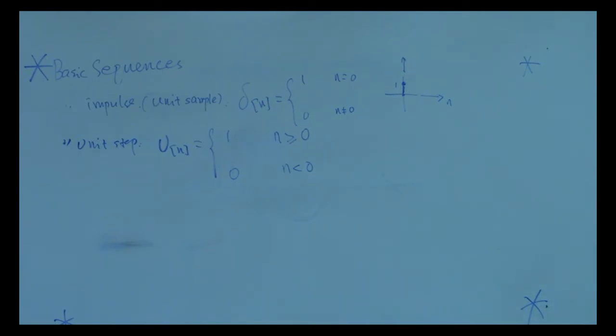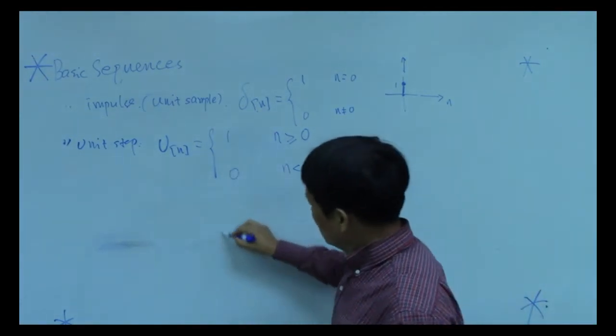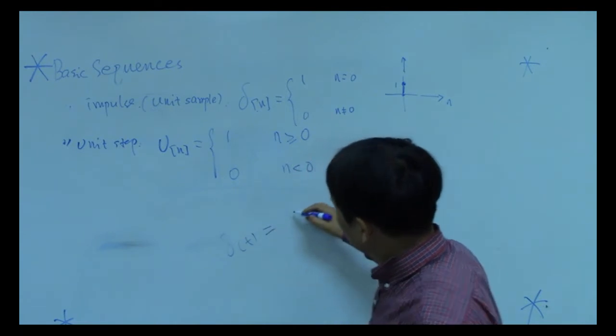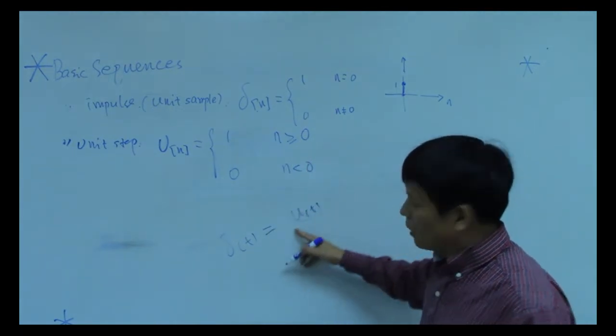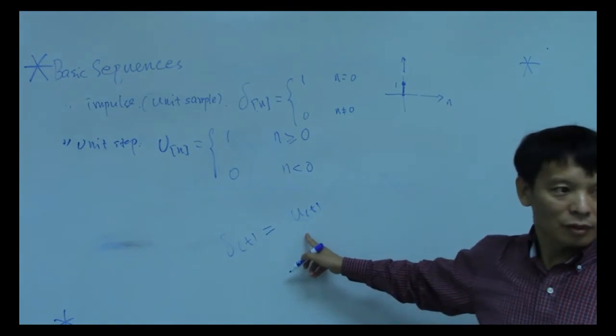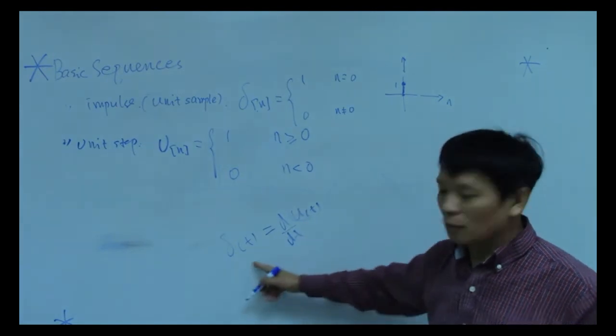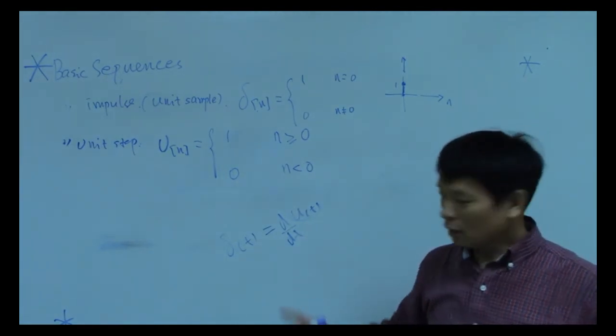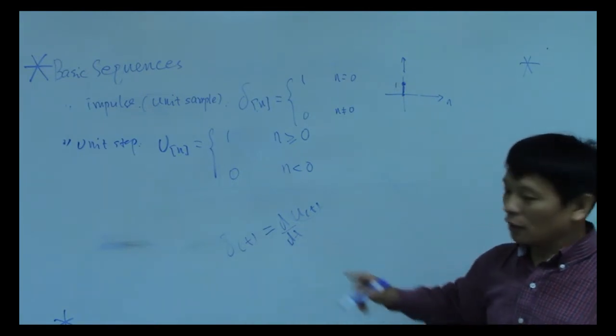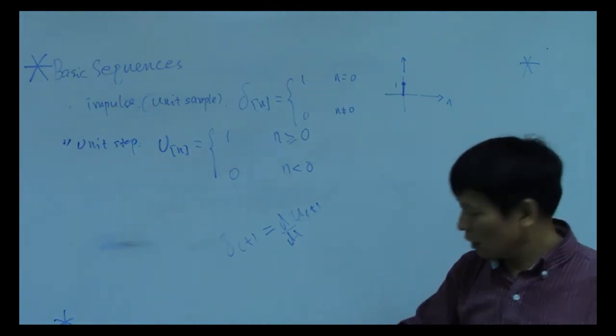What's the relationship between these two sequences? What is the relationship between these two in time though? In continuous time, the impulse δ(t) is related to the u(t) by what? Differentiation, right? So the differentiation of this one with respect to t equals this one, and this one, do the integration, we get this u(t). So that is the differentiation and the integral.